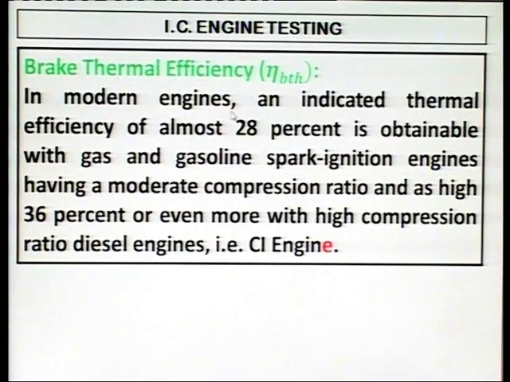In modern engines, an indicated thermal efficiency of almost 28% is obtainable with gas and gasoline spark ignition engines having a moderate compression ratio, and as high as 36% or even more with high compression ratio diesel engines, that is CI engines.